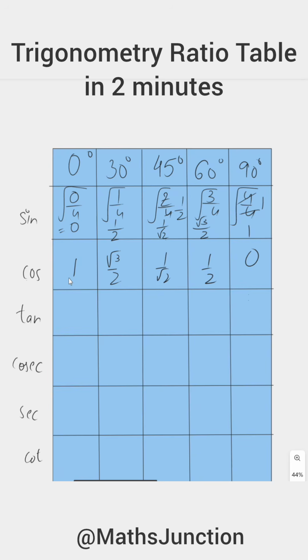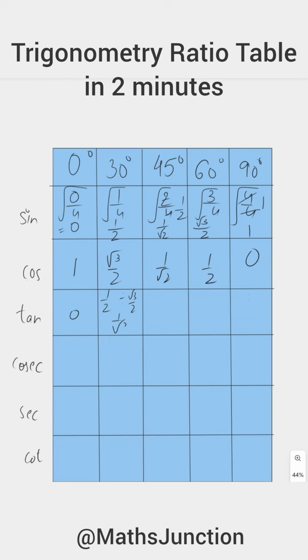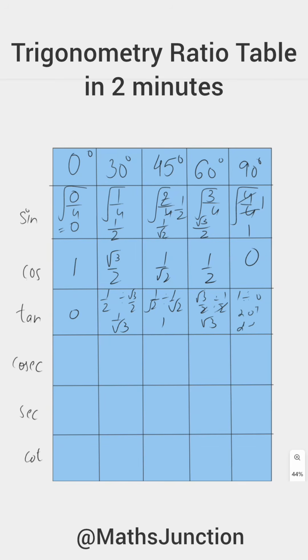Now tan is sine upon cos. So sine upon cos, 0 upon 1 is 0. 1 by 2 divided by root 3 by 2, that becomes 2 cut 2, so 1 by root 3. 1 by root 2 divided by 1 by root 2, that becomes 1. Root 3 by 2 divided by 1 by 2, 2 cut, that is root 3. Then 1 divided by 0 is not defined.